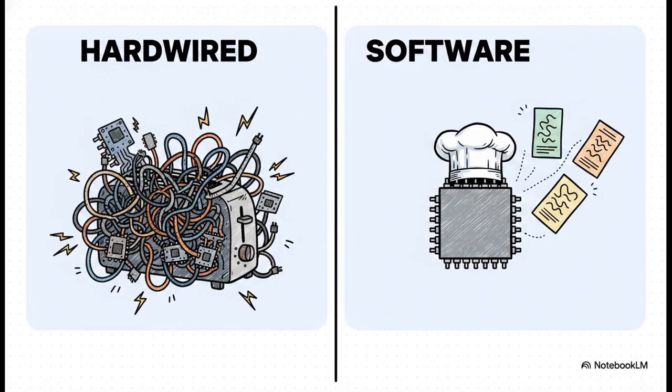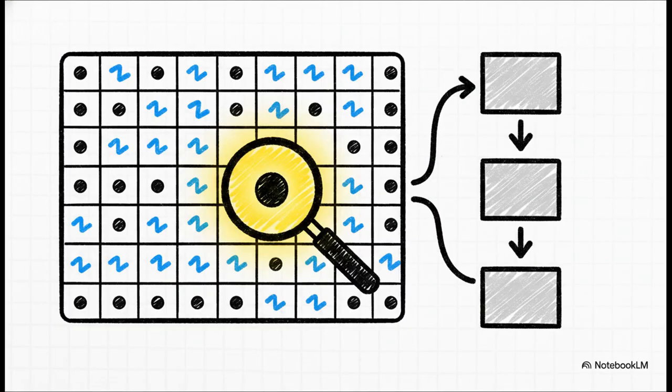Think of a hardwired computer like a toaster. It's customized to only do one thing, make toast. But programming in software? That's more like having a master chef in your kitchen. The chef is the general-purpose hardware. You just hand them a different recipe, which is your new set of instruction codes, and they can cook absolutely anything.